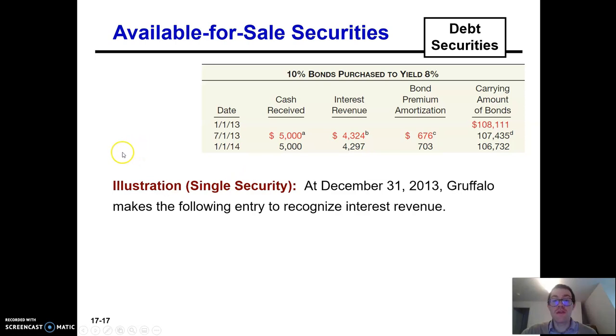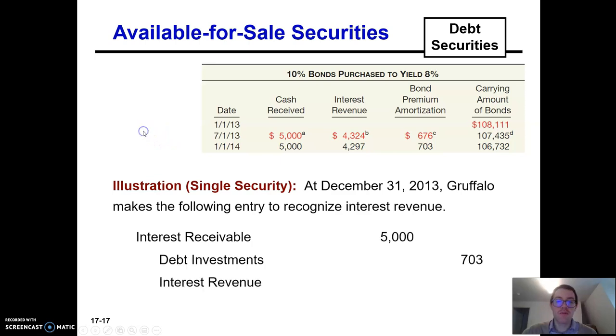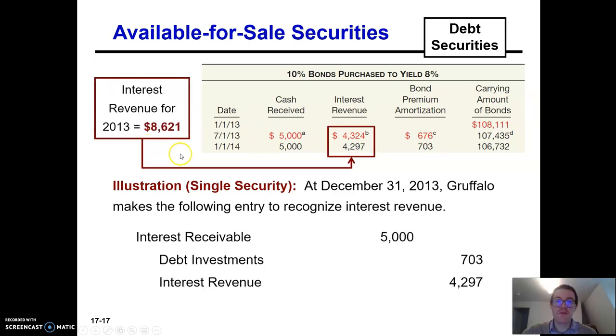Then at the end of the year, to accrue the interest revenue, we just look at the next line of our amortization table. So it's important to get good at doing those amortization tables, because once you do that table, you have your answers for any question. And so that is the total interest revenue for the year. You can just add those two together.